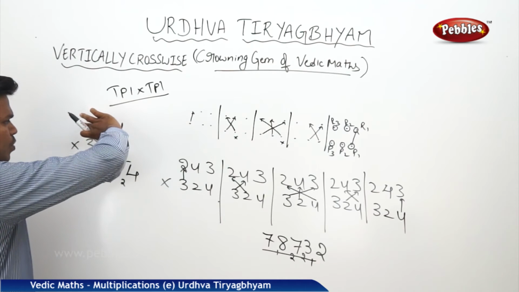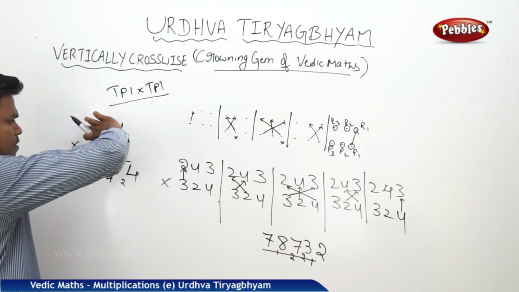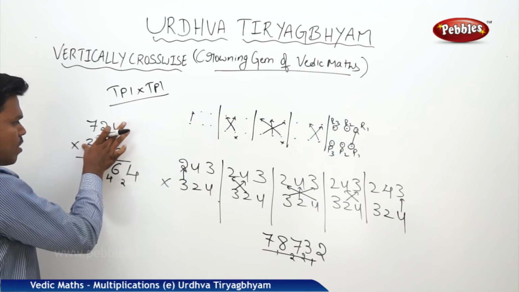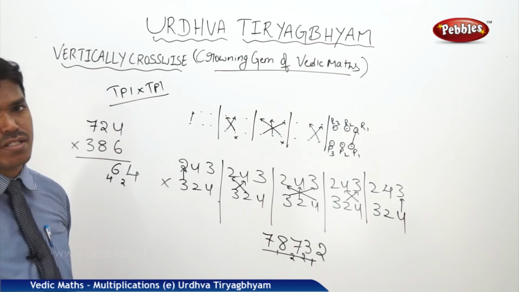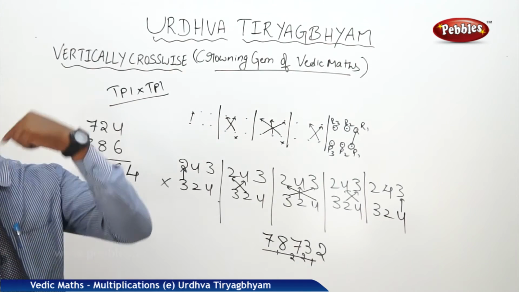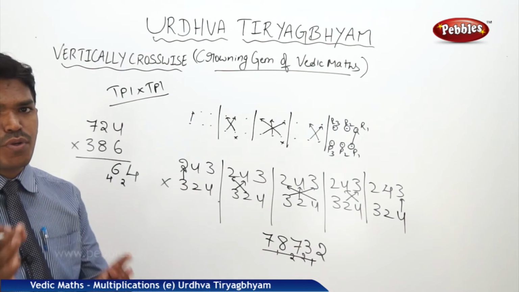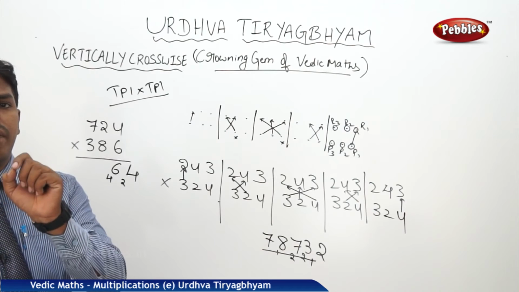Now first goes to third, third goes to first, and second to second. So 6 7s are 42. 3 4s are 12. 42 plus 12. You have to first add these two products. 42 plus 12, how much? 54. Then to this 54, next add the third product. At a time you need not calculate all the products. Why? Because it will become very hard.